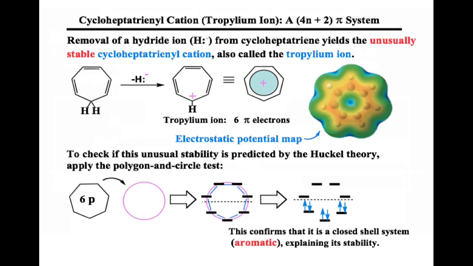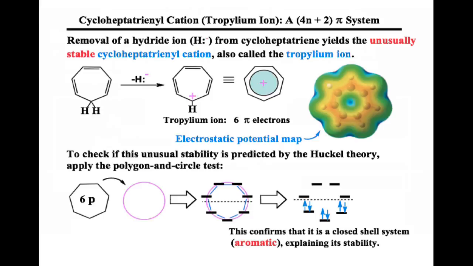Now, if we look at other systems, we have the cycloheptatrienol system here. Notice there are 2 hydrogens. Is this aromatic? Why not? It is conjugated, but it's not completely conjugated. Not every atom has a p orbital, right?